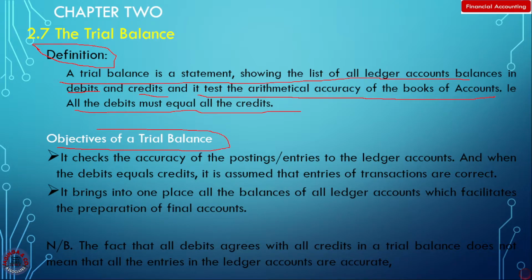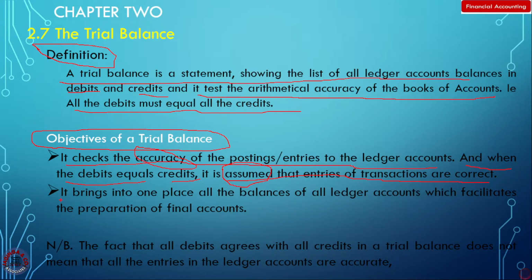So what are the objectives of a trial balance? We are saying that it checks the accuracy of postings, or entries, to the general ledger. So when the general ledger entries are made correctly, the trial balance must balance. And when the debits equal credits, it is assumed that entries of transactions are correct. So it is assumed, not that it is actually correct, but we are assuming that when all the debits and credits in a trial balance are equal, then the entries in ledger accounts are correct.